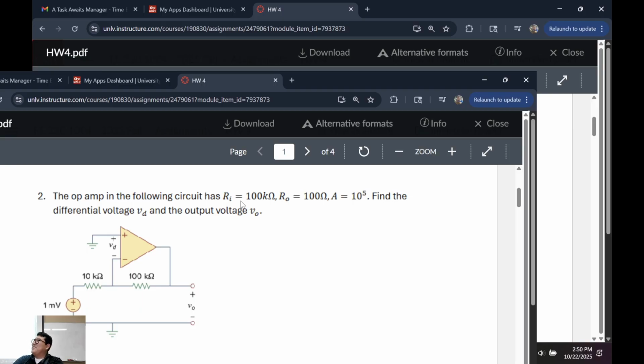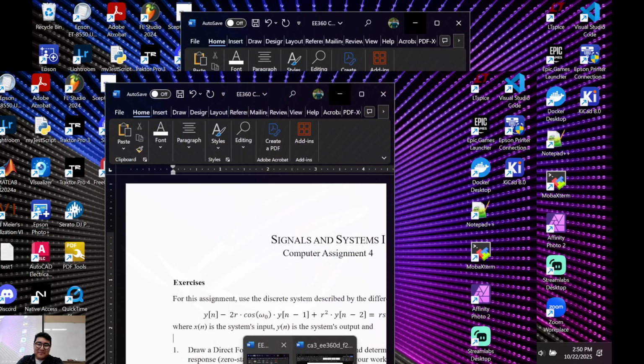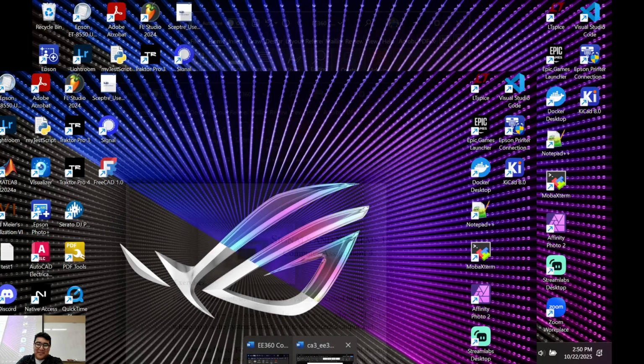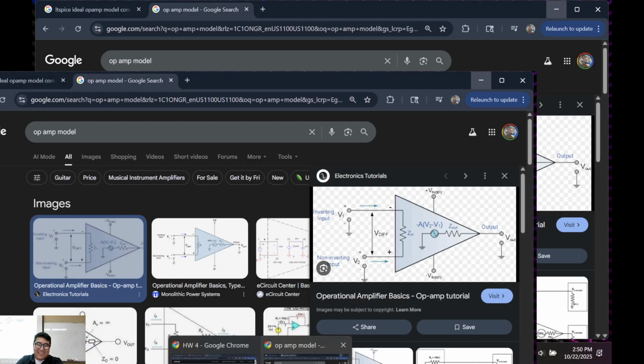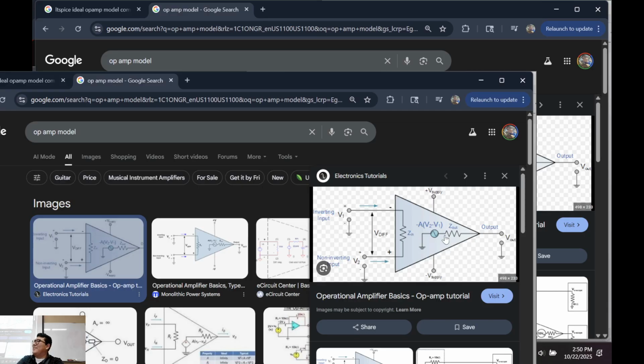Is this from the textbook? Did you guys find this problem in the textbook? Yeah. You have to use the model of what an op amp is, like the picture that you pulled up earlier. Oh, I know what you mean. But no, that's another class. You guys want to do that one? This one right here, right? Okay, I see what you mean.